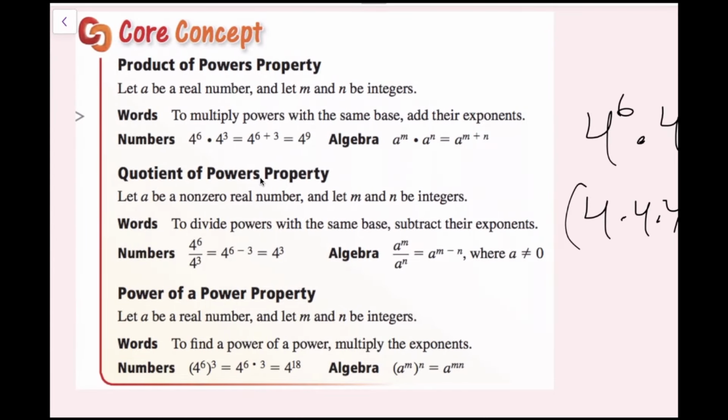Next is the quotient of powers property. Let a be a non-zero real number, and let m and n be integers. To divide powers with the same base, subtract their exponents. Okay, so 4 to the 6th over 4 to the 3rd equals 4 to the 6 minus 3, and that's 4 to the 3rd. Okay, and then for algebra, a to the m over a to the n equals a to the m minus n, where a is not 0. Okay, and I'm going to show you why that works right now.